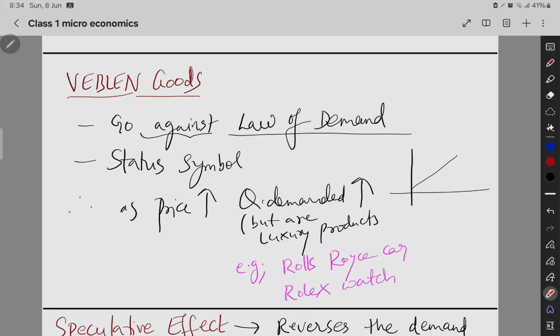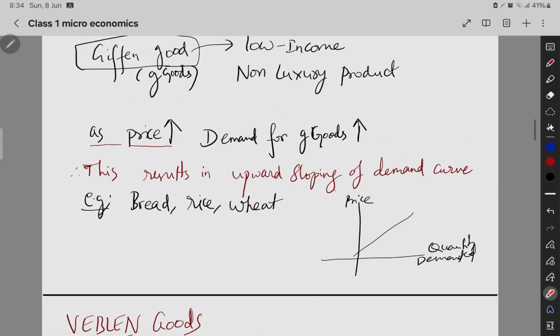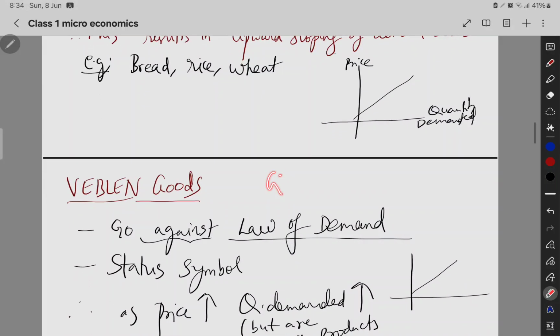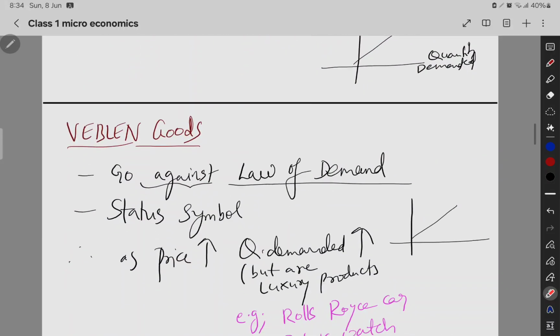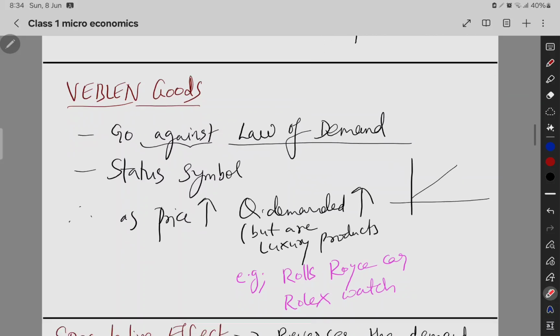That is why they say Giffen goods and Veblen goods. Giffen, which ends with n, and Veblen, both. As price increases, the quantity demanded also increases. But when it comes to Giffen, they are low income, non-luxury products. And Veblen goods are high income, luxury products.